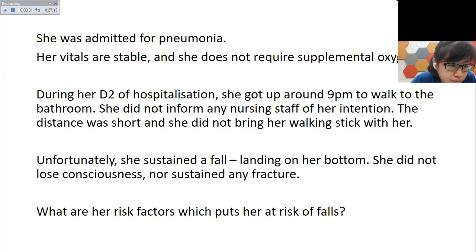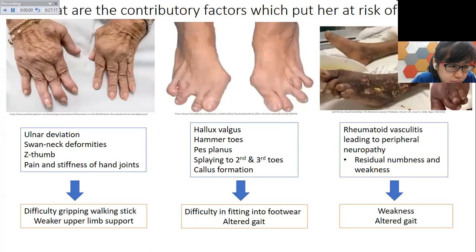Let's examine her risk factors which put her at risk of falls. Firstly, she has multiple joint deformities. The joint deformities in her hands are as listed: ulnar deviation, swan neck deformities, Z-thumb, pain and stiffness of hand joints. This causes her to have difficulty gripping her walking stick and then weaker upper limb support during walking.